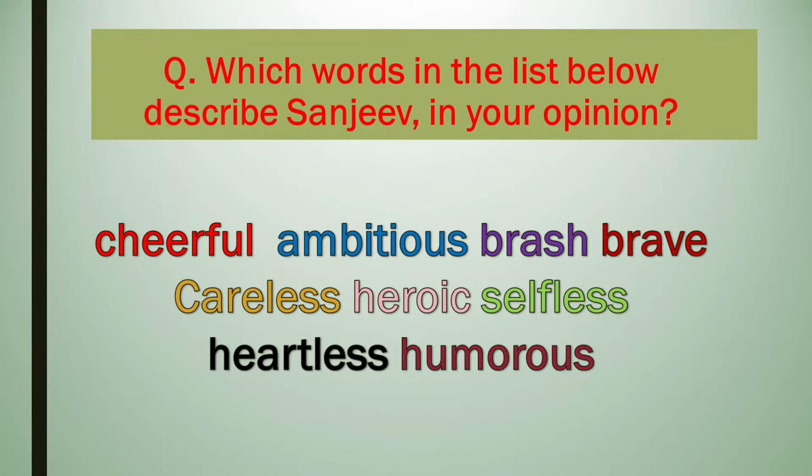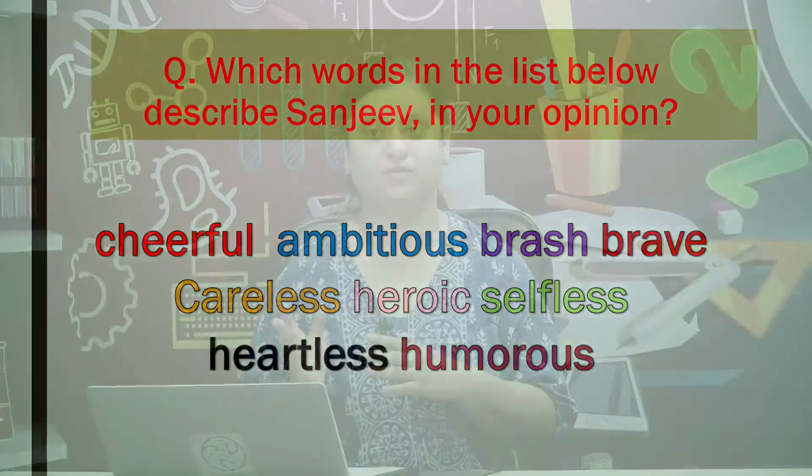So, brave is correct, heroic is correct, and also selfless, because he did not care about himself, and he cared about John's wife, and without worrying about himself, his life, or any of his family members, he jumped into the water and tried to save John's wife. So, he was very brave in his act, very heroic, and also selfless. Okay, so next slide please.